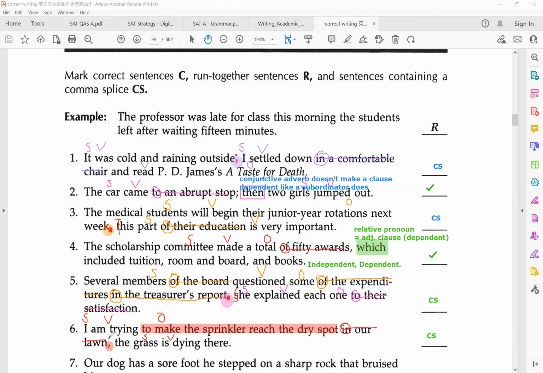Or actually, I'm going to use a semicolon. Or in this case, better yet, I'm going to use something else. I'm going to cross out the comma and instead use a subordinating conjunction, because the grass is dying there, because this is a cause and effect sentence. All right, so as you can see, there's more than one correct way to correct these run-on or comma splice sentences. All right, and that is it.